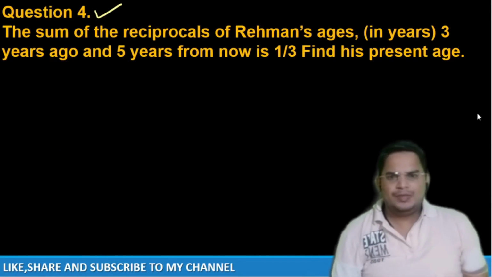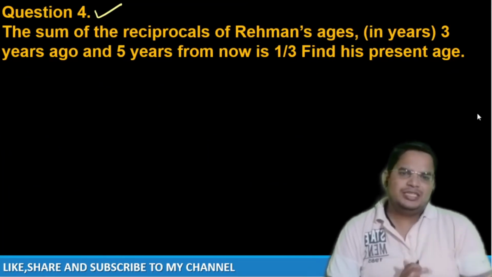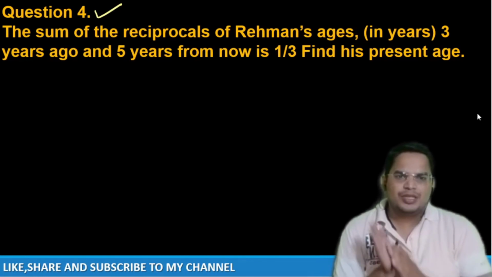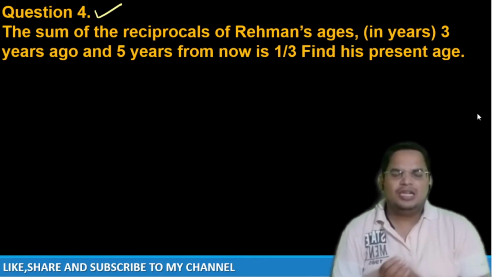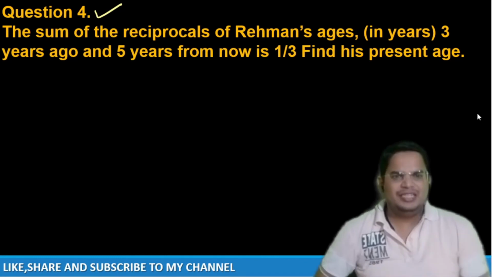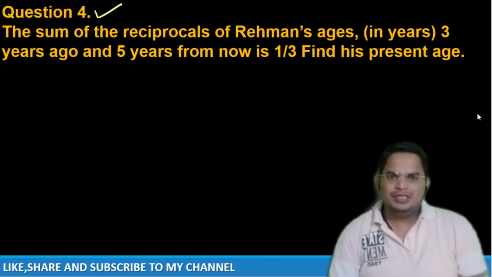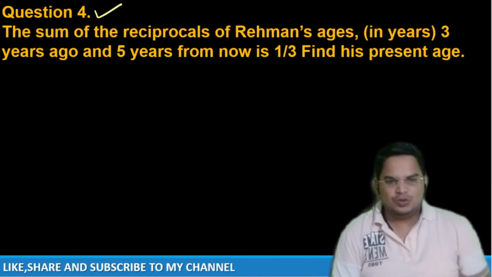बच्चों अब हमारे पास क्वेश्चन नंबर है 4. The sum of the reciprocal of Rehman's ages in years 3 years ago and 5 years from now is 1/3. Find his present age. Find his present age. चलिए ओके, लेट्स सी हाउ टू डू दिस क्वेश्चन.